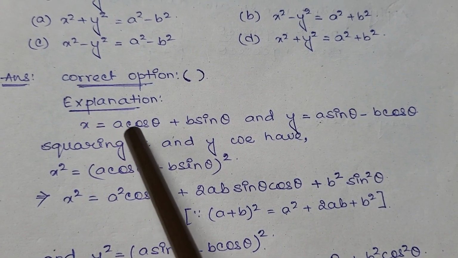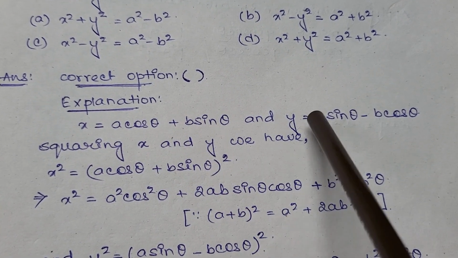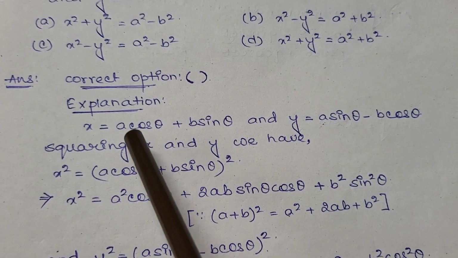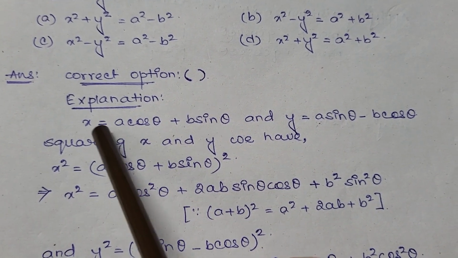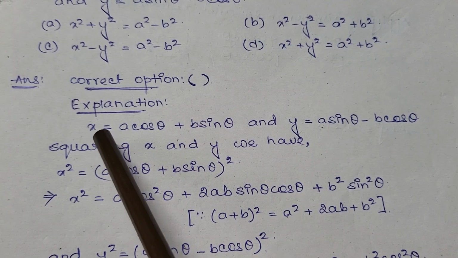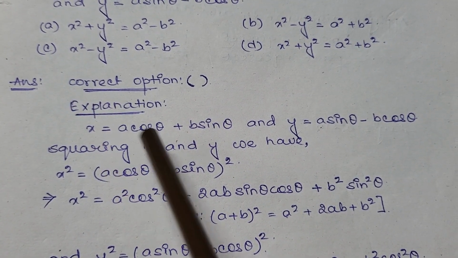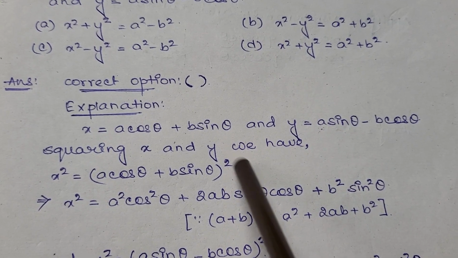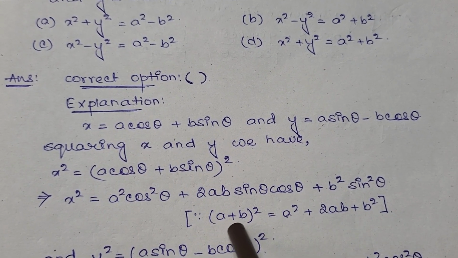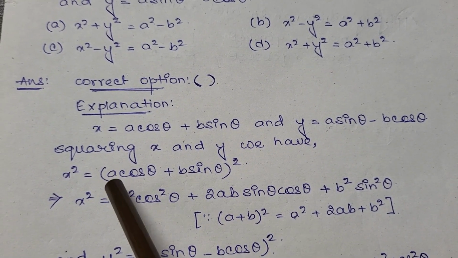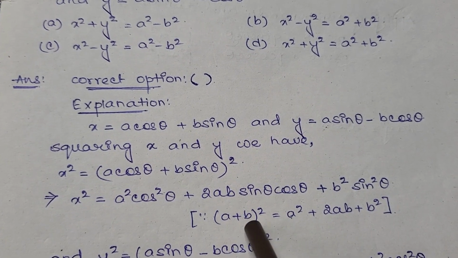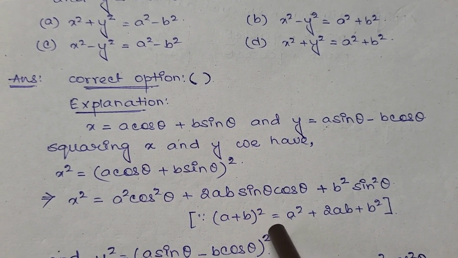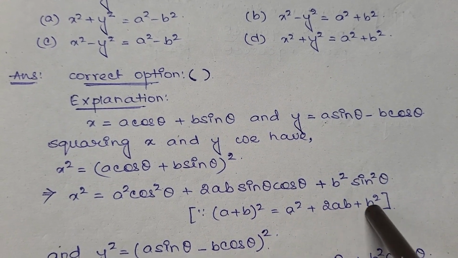Explanation. Now x is equal to a cos theta plus b sin theta and y is equal to a sin theta minus b cos theta. Now what we do is we square this equation both sides. So x squared is equal to (a cos theta plus b sin theta) whole square. This is of the form (a plus b) whole square, where a can be thought of as a cos theta and b can be thought of as b sin theta. So (a plus b) whole square is equal to a square plus 2ab plus b square.